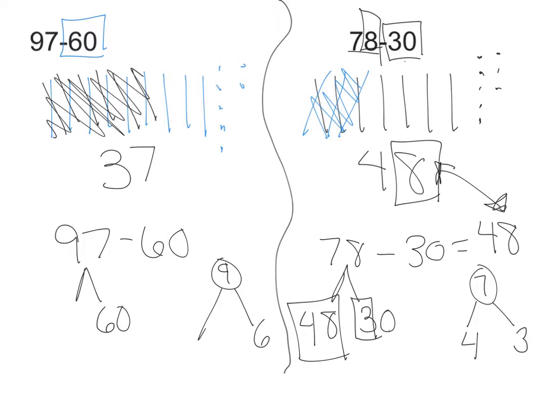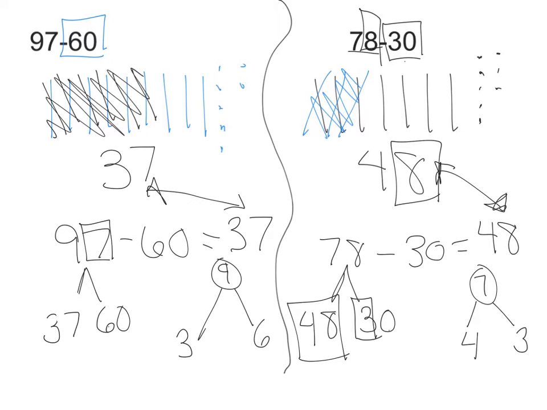Okay, so if you know 9 minus 6 equals 3, then 9 tens minus 6 tens, right, equals 3 tens. But wait, I still have that 7 in the ones place. So I need to make sure I'm bringing that down into my number bond. So I should have 37. So 97 minus 60 is 37. Okay, and look again, my answers match.